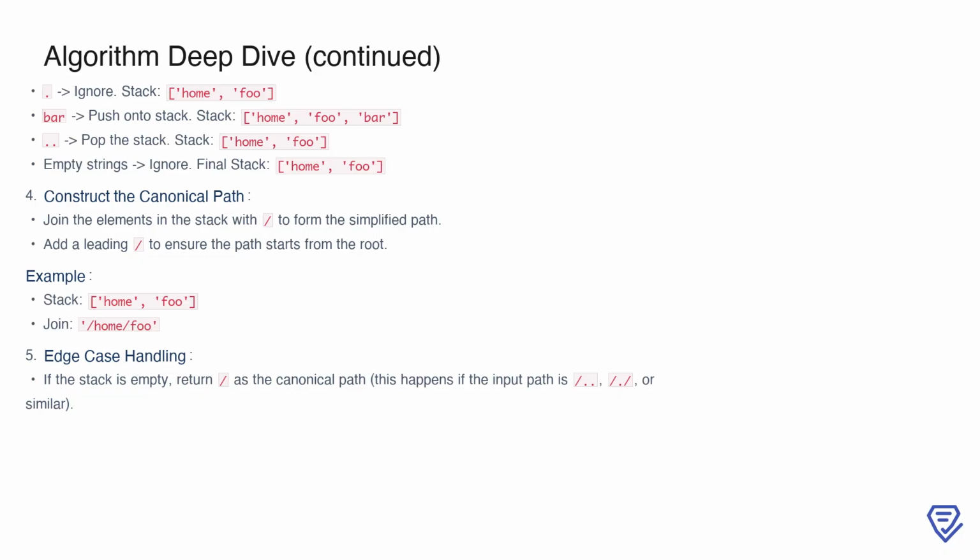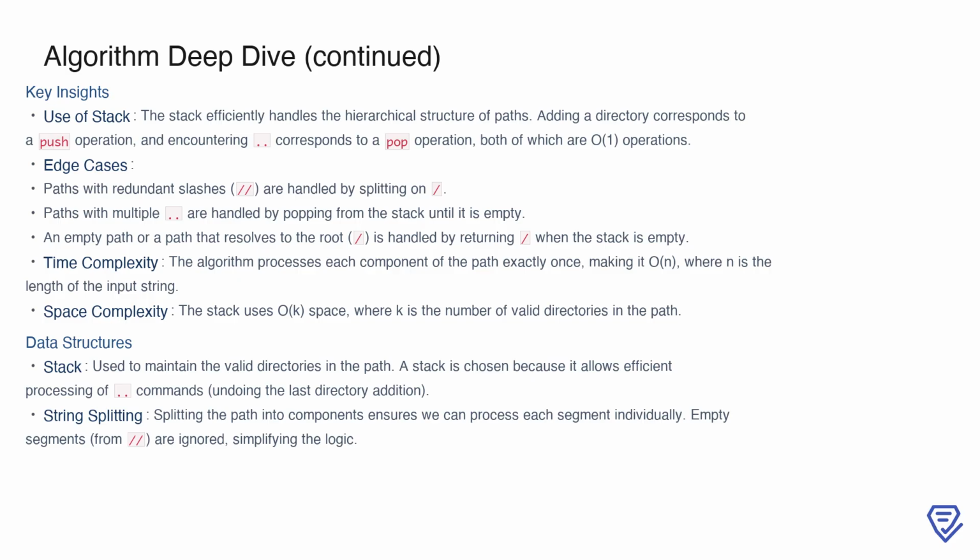Additionally, we handle edge cases like when the stack is empty. This happens for inputs like / or /.. In such cases, the canonical path defaults to /, representing the root directory. This algorithm leverages a stack for its efficiency in handling hierarchical structures. Adding a directory corresponds to a push operation, while encountering double dots triggers a pop operation to undo the last addition. Both operations are constant time, making this approach well suited for processing paths.